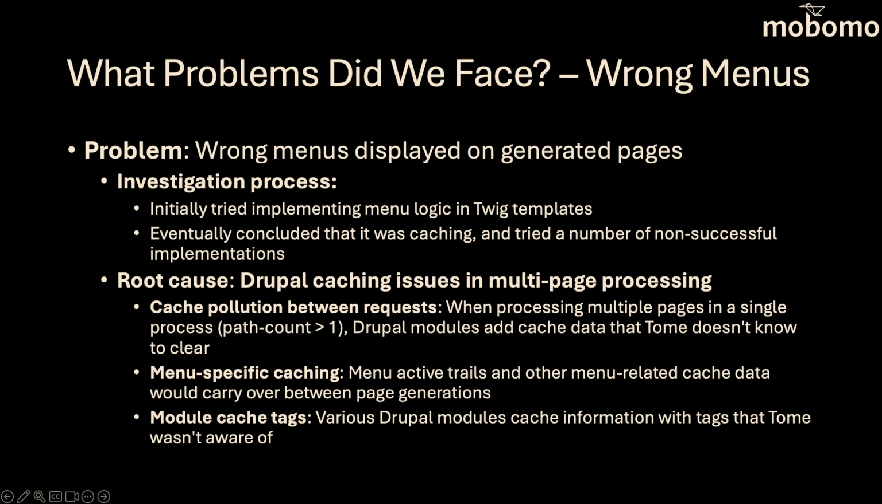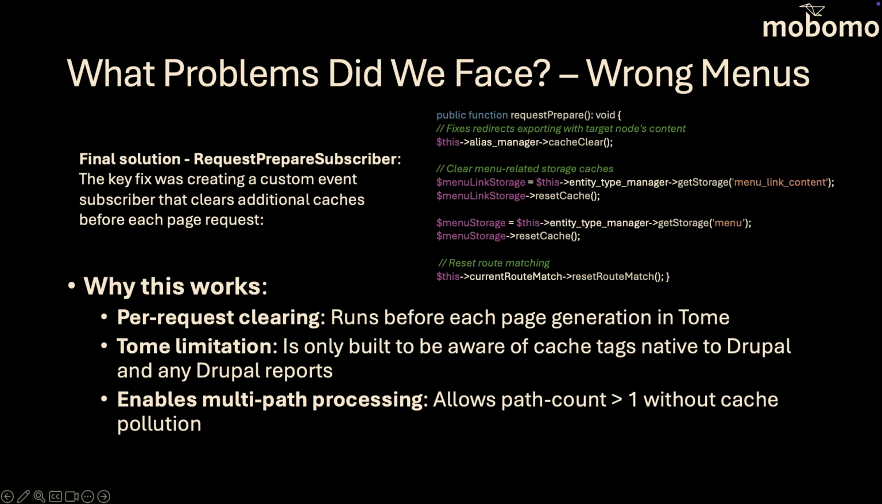We essentially discovered that there were a lot of menu-specific, module-specific cache tags that were not being logged for Tome to know to bust. And so what we ultimately had to do was essentially something like this. This is somewhat mocked up. But we had to create a function that overrode this request prepare subscriber class and busted these specific caches. And what this does is every single time it creates a request, and this is per page, not per batch, it'll bust these caches. And so we ended up in a position where these wrong menus didn't happen.